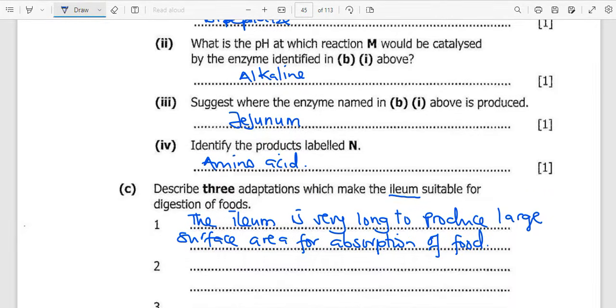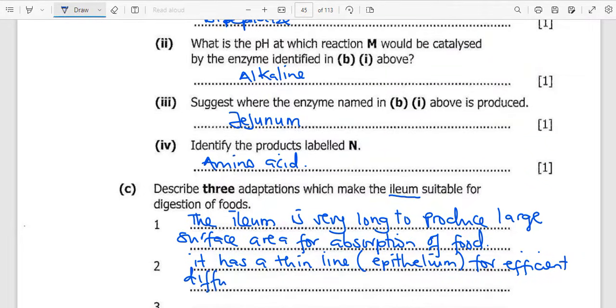Okay, the second one, apart from the first one here, we are saying that it has a thin lining, or we can say epithelium, for efficient diffusion of digested food.